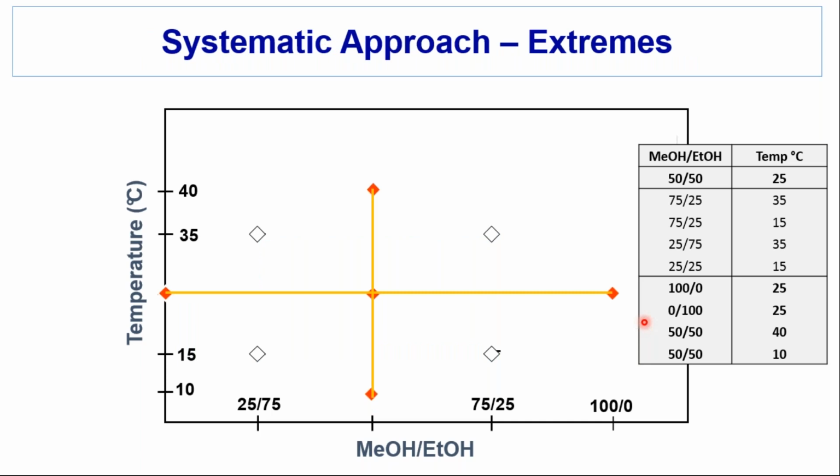We can also just look at the extremes. This is our center point, so we'll hold the temperature constant. We'll see what happens when we go to straight ethanol, and what happens when we go to straight methanol. Hold it at 50-50 methanol, ethanol, and see what happens when we go to low temperature and high temperature. 40 degrees is the upper column temperature limit for these columns. 10 degrees is a convenient temperature that most LC temperature control compartments can reach.